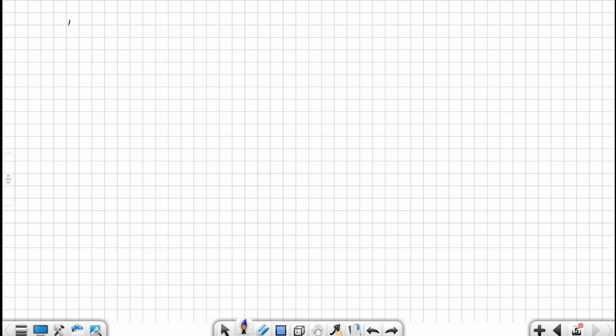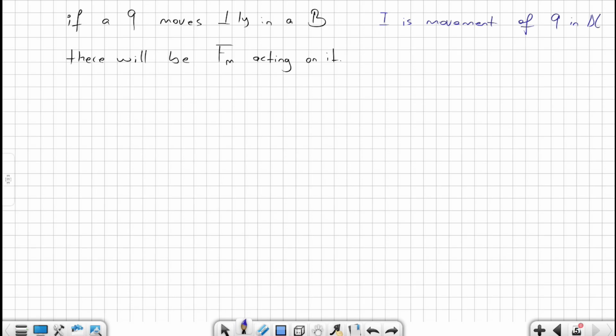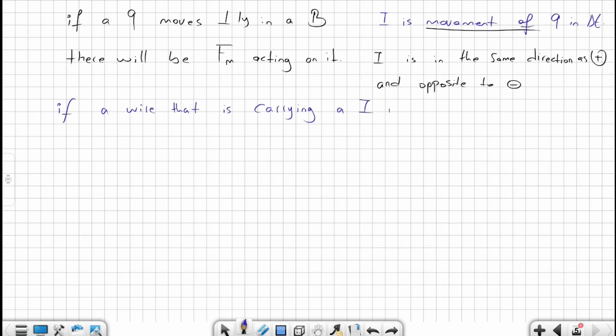We said that if a charge moves inside a magnetic field perpendicularly, there will be a magnetic force acting on this charge. And we remember that current is the movement of charge in a time interval, and current has the same direction as positive charge and the opposite direction as the negative charge. So if we have a wire that is carrying a current inside the magnetic field, it means that the charges are moving, and since the current is perpendicular, the velocity of the charge will also be perpendicular.